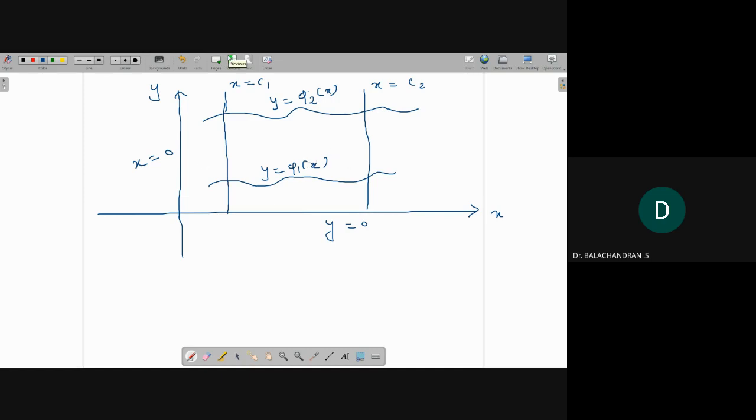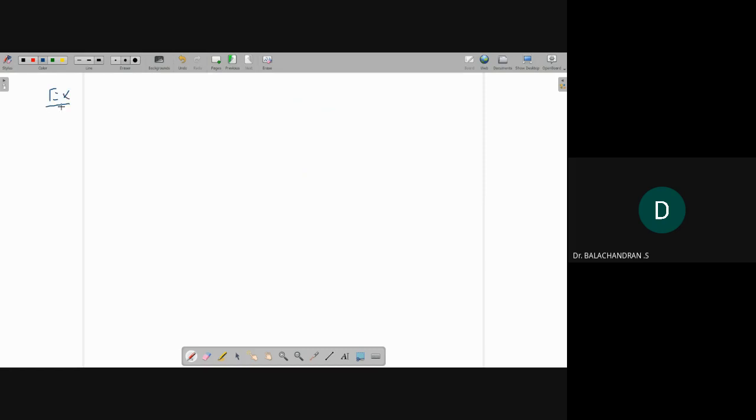Now, using this idea, I'm going to solve one problem. Example: find the integral from minus 1 to 2, x to x plus 2, dy dx. Here, Purnachandra, please tell now what is varying here. Without looking at this, you should tell. Okay, y is varying, you are correct. So here y is varying.